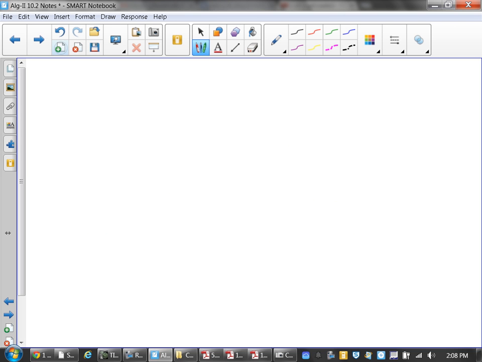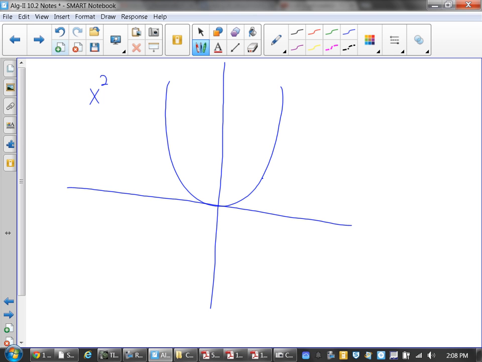We look like this. Regular old boring x squared parabola, we know, up like a cup, right? Today, like I said, we're going to center everything at the origin. What's that point called? The vertex. Yes, the origin. This is our vertex.